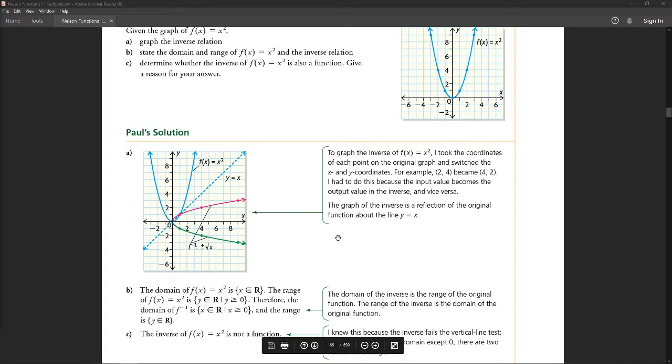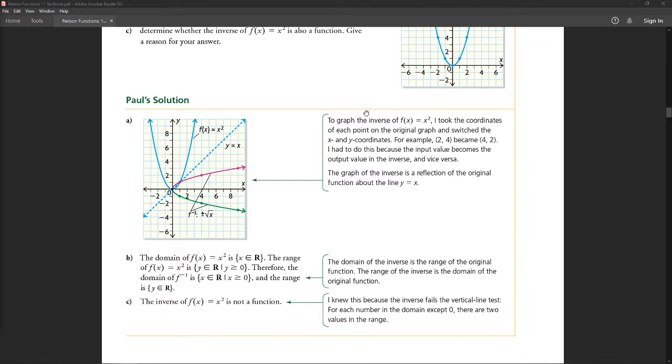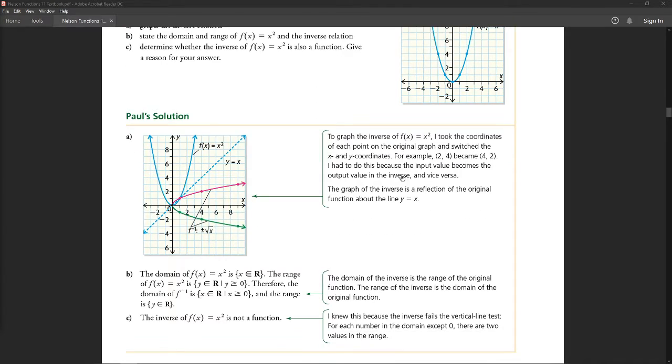So let's see how Paul solved this. To graph f of x squared, I took the coordinates. For example, 2, 4 became... Oh, okay. Never mind, he actually is a genius. He just took the coordinates of the original and swapped them.